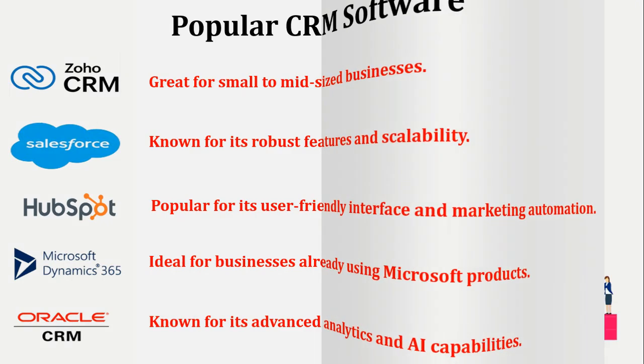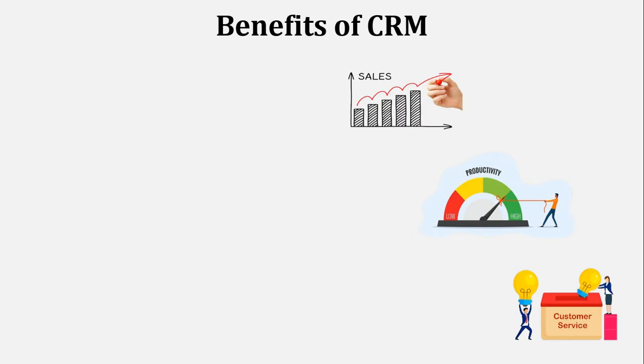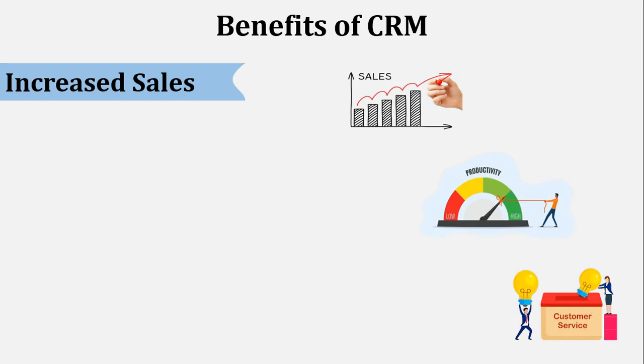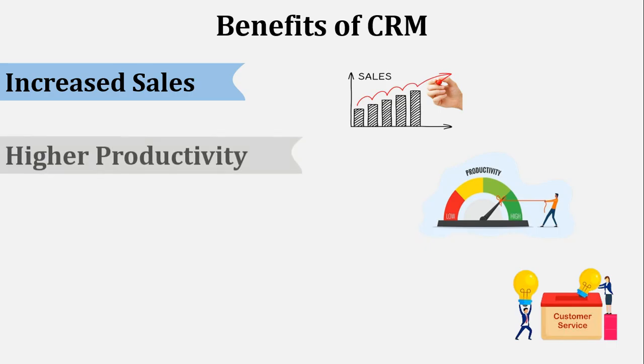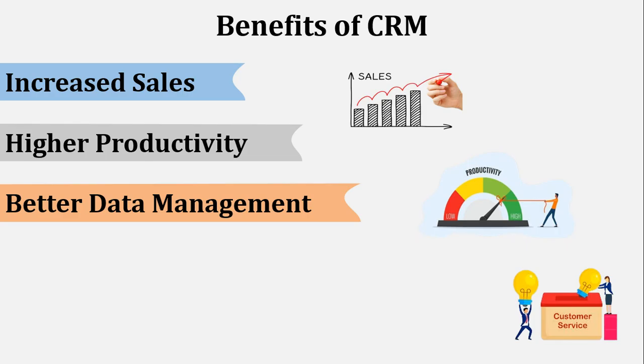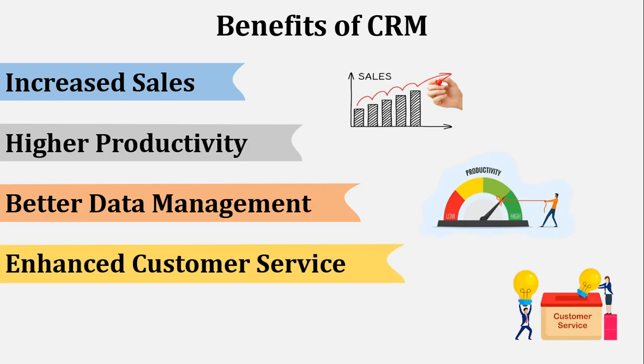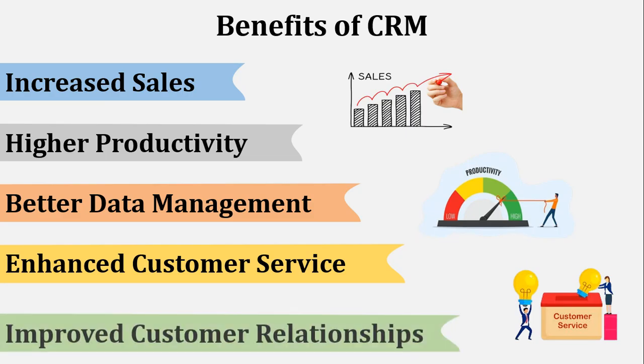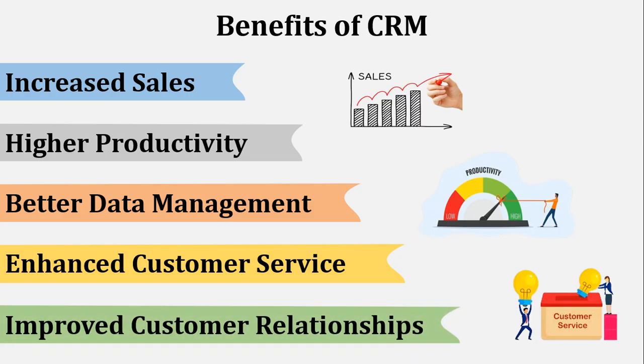Implementing a CRM system can transform a business. Let's see how it benefits the industries. CRM increases sales by identifying and closing more sales opportunities. CRM automates repetitive tasks, freeing up time for more important activities, thus increasing productivity. CRM helps better data management by centralizing customer data for easy access and analysis. CRM improves customer service by providing faster and more accurate responses to customer inquiries. And further, it improves customer relationships by building stronger, more personalized relationships with customers.